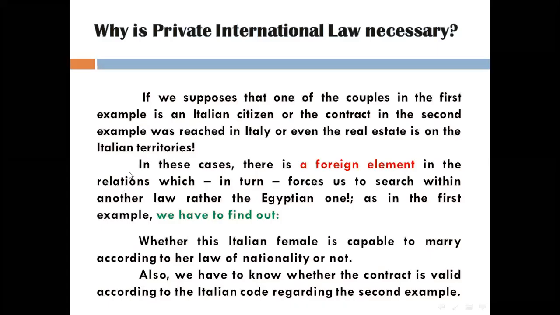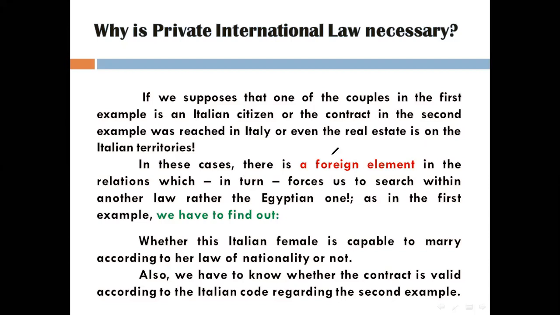Here it says, in these cases, I mean, in these examples, the different examples that we mentioned, there is a foreign element. What do we mean by the foreign element? We mean that there are two nationalities. So everyone looks foreign to the other party to the contract. So the Egyptian person is a foreign person with respect to the Italian one, and the Italian represents a foreign person to the Egyptian person.